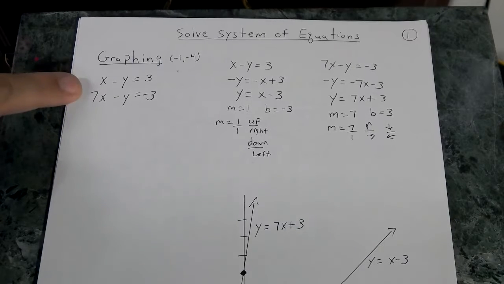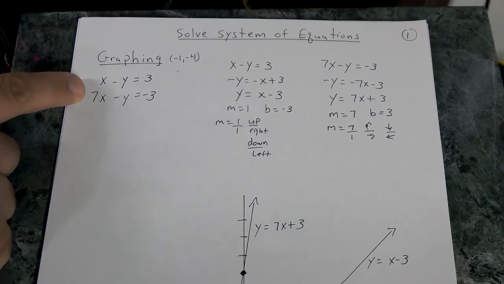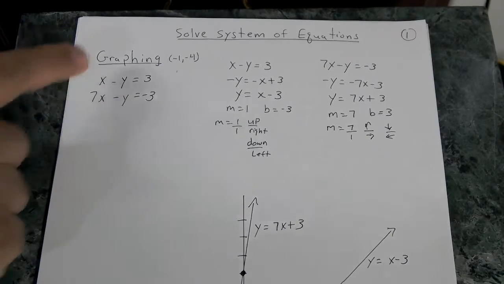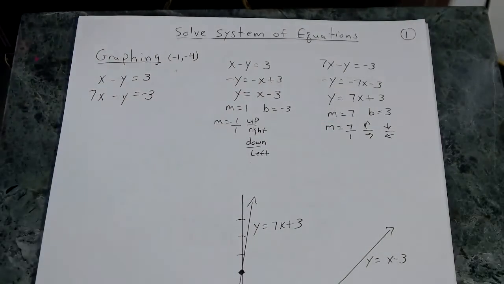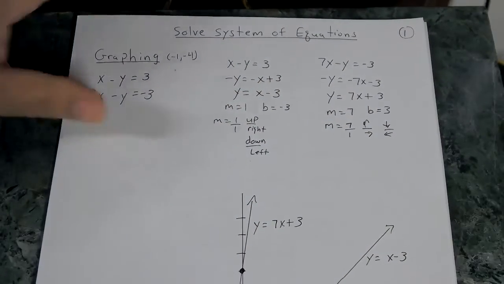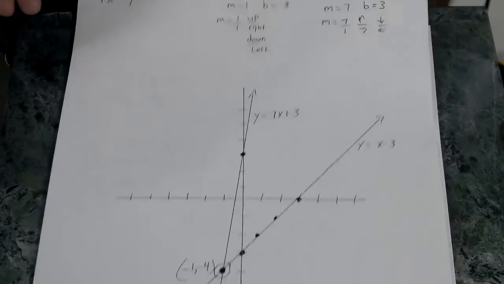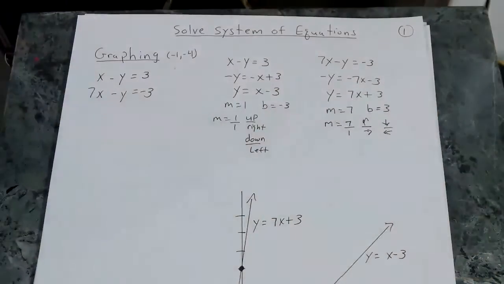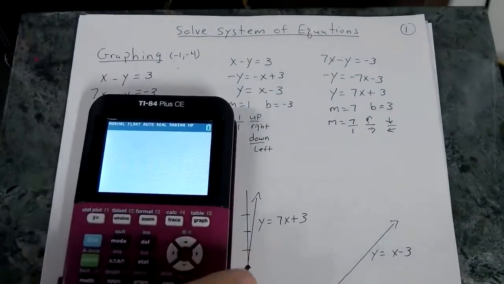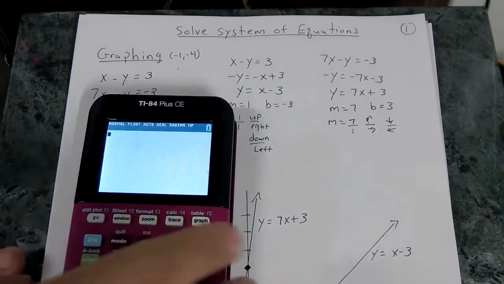This started right here with these two equations. And to do it graphically, we had to solve for y in each of them. And then we had to graph, and we found that the solution should have been -1 comma -4, and this is what the graph looked like. So right now I'm going to show you how you can do this in your graphing calculator. So let's get our graphing calculator right here.